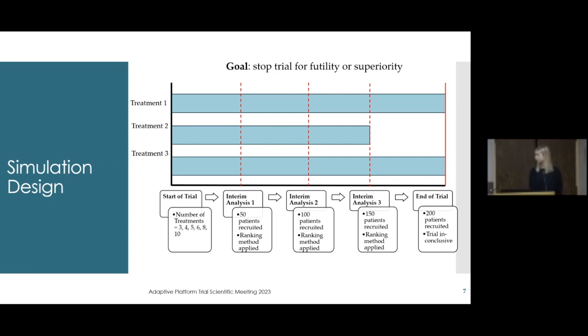In this example, we dropped treatment 2, just to show you an example of how the futility works, but treatment 1 and treatment 3 continue on through the trial. So we ended the trial at our maximum sample size of 200 patients. And if there was more than 1 treatment left in the trial at this time, it was declared inconclusive.